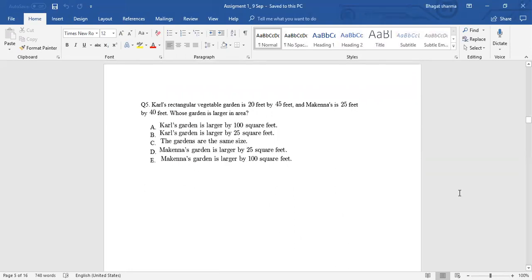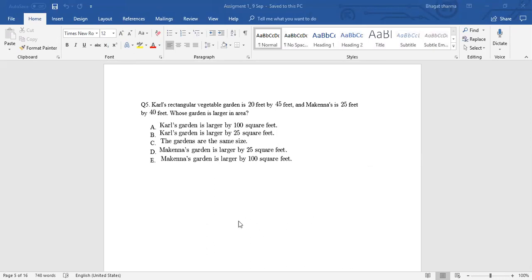Just go through this question and try solving this. Shashank, will you be able to share how you solved it? Yeah. Okay, tell me.